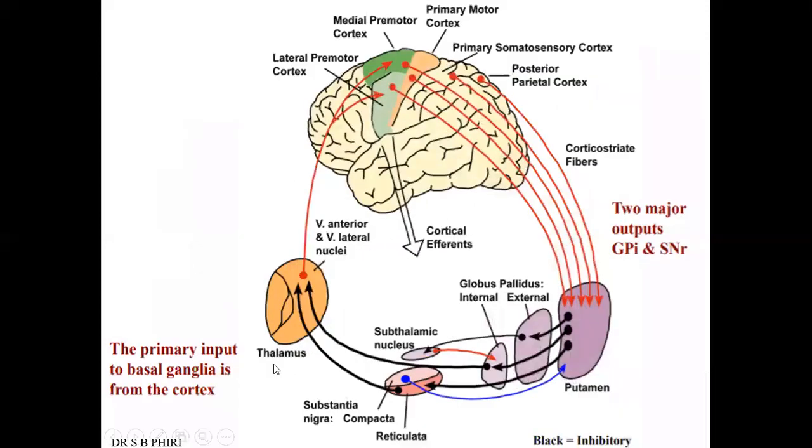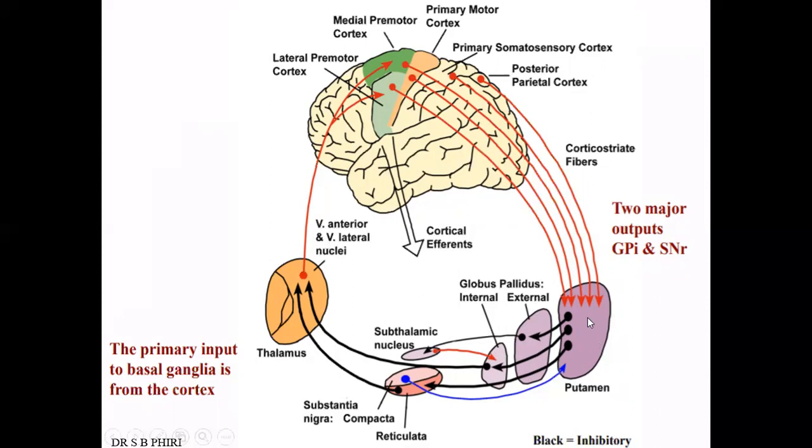Okay, so this is basically the same information. So you can see that the primary somatosensory cortex, the primary motor cortex, or the medial prefrontal cortex are sending information to the basal ganglia via the corpus striatum, in particular the caudate nucleus and the putamen. So this is the main input to the basal ganglia.